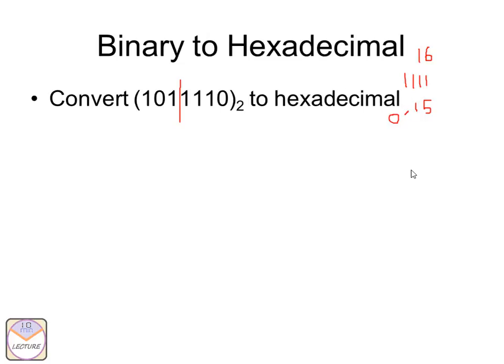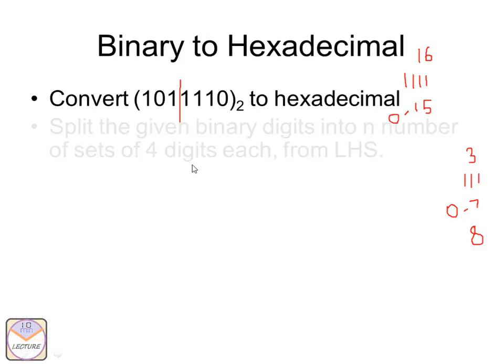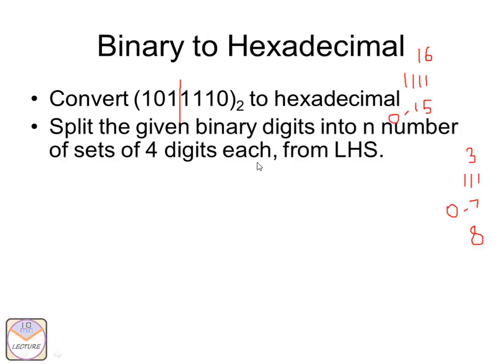In octal there were 3 digits because 111 consists of 7, that is 0 to 7. 0 to 7 consists of 8 digits, right? So this is for octal and this is for hexadecimal. Okay, so what we'll be doing is just splitting it into digits of 4 in each set from the left hand side. So this will be our resultant.